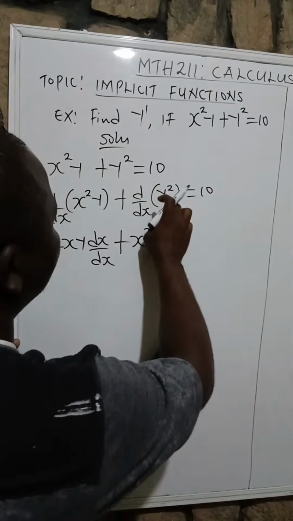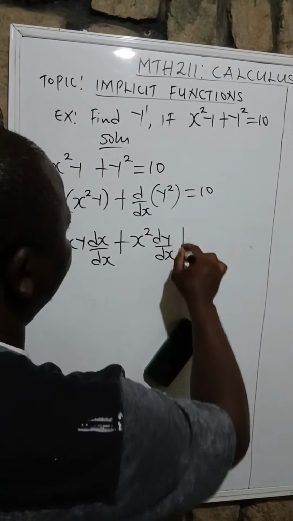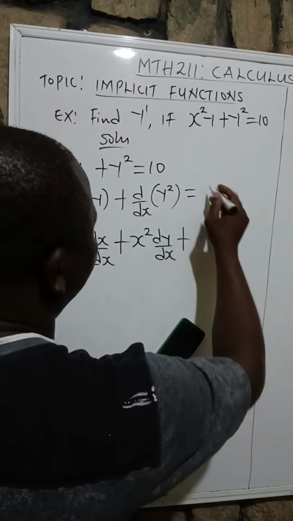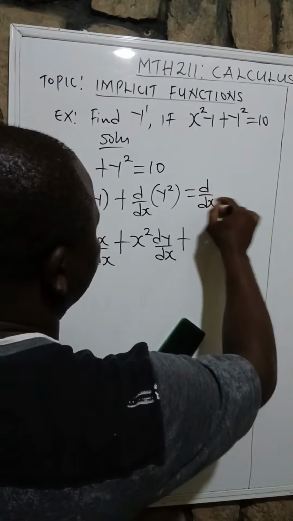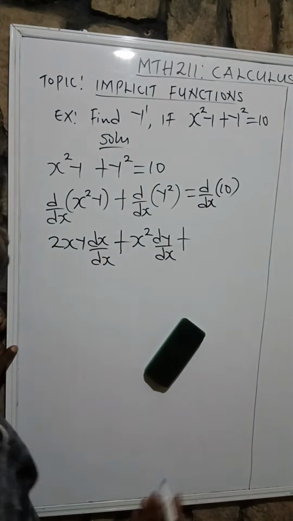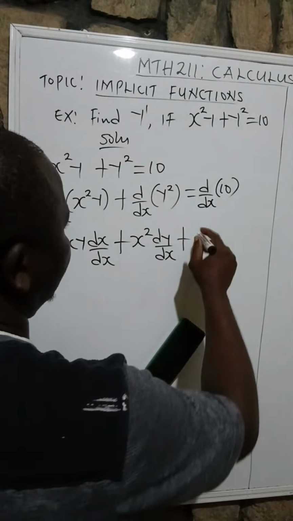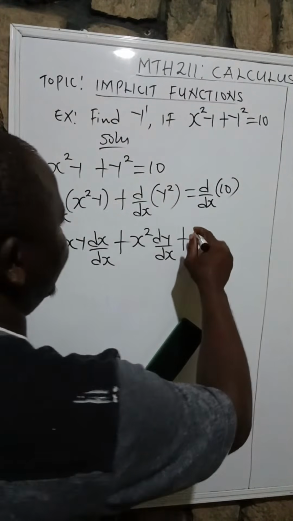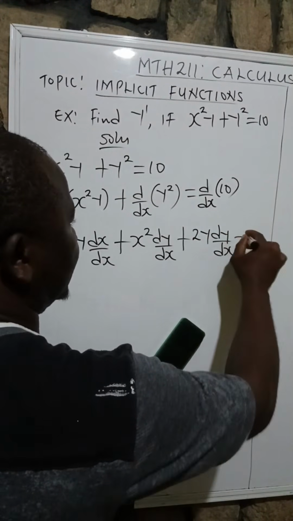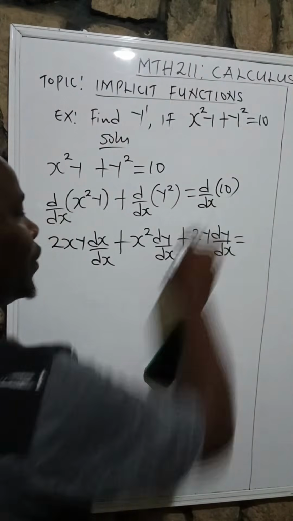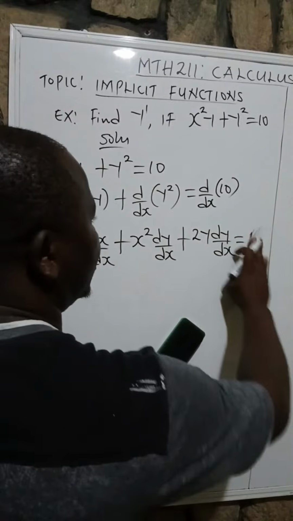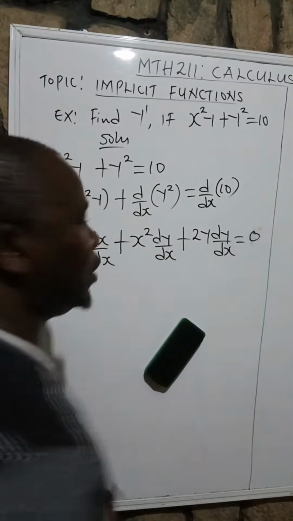Then differentiate y squared, we are going to have plus, sorry, we did not put d over dx here, but we know that this is a constant already, 0. It's not even necessary. So here, if we differentiate y squared, we have 2y dy over dx, which equals, differentiate the constant 10, equals 0.